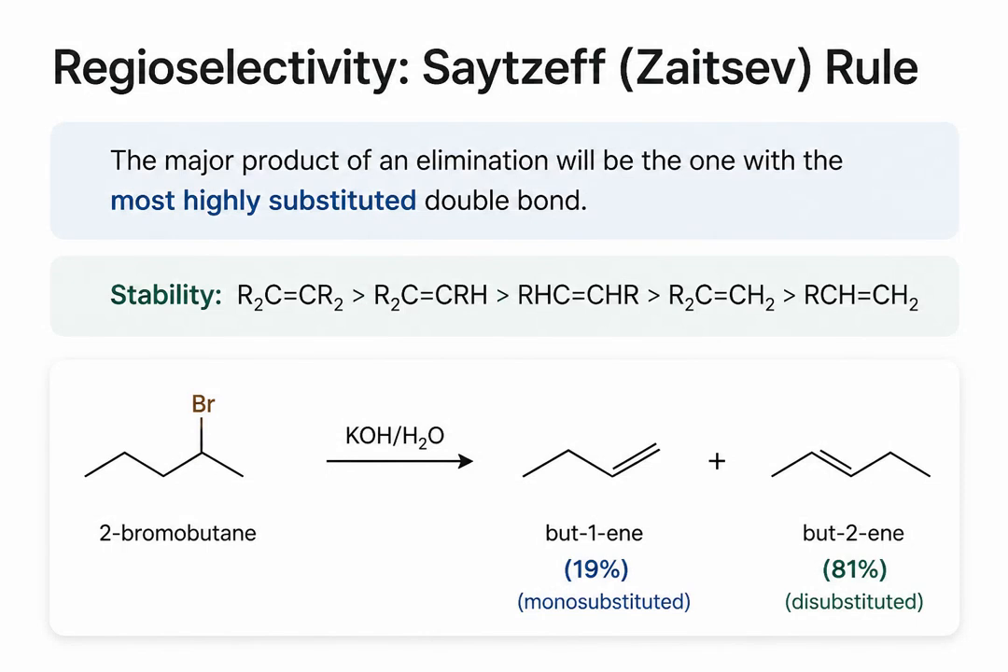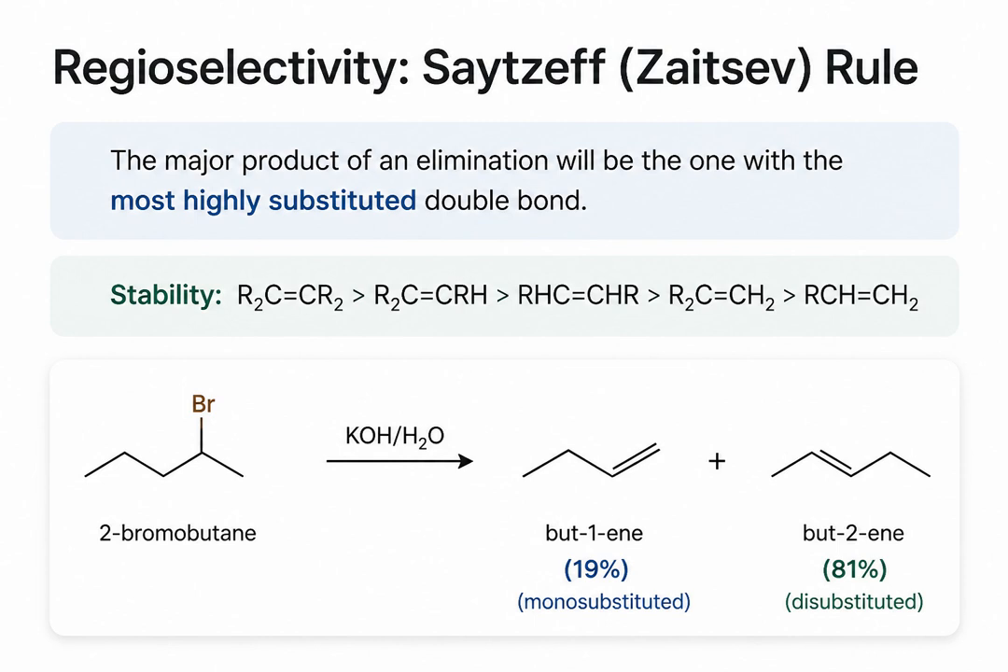When an alkyl halide has more than one type of adjacent hydrogen, elimination can produce a mixture of different alkenes. To predict the major product, we use the Zaitsev rule. This rule states that the major product of an elimination will be the alkene with the most highly substituted double bond. This is because more substituted alkenes are thermodynamically more stable.